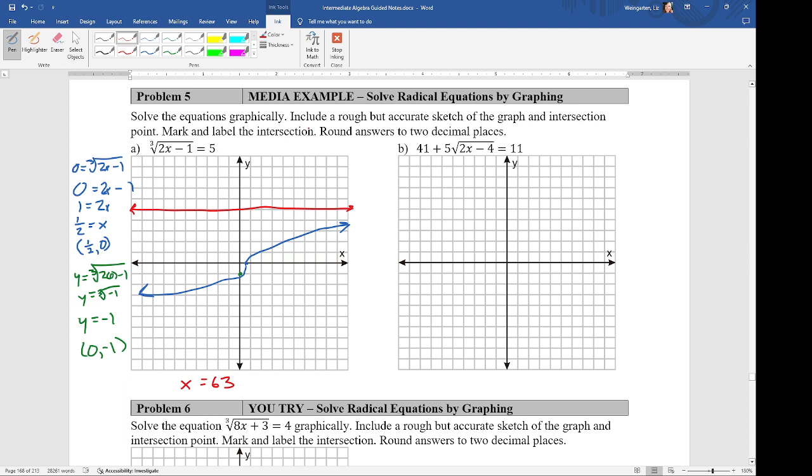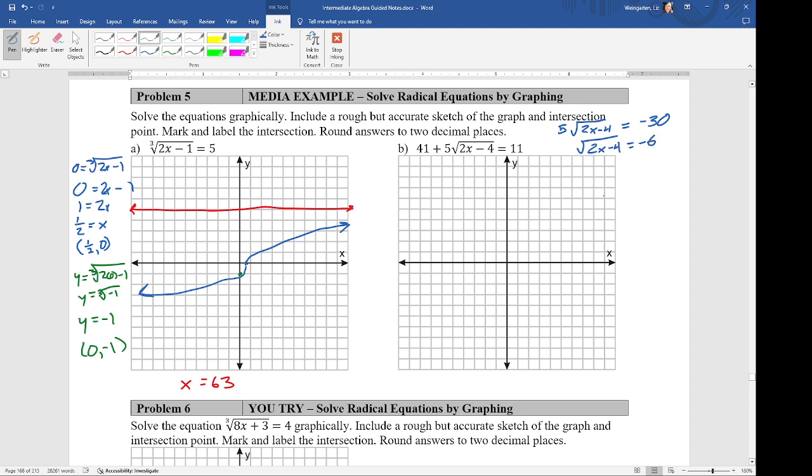Hopefully this next example will be a bit friendlier with our graph. So the first thing that you want to do is isolate your radical. So I'm going to subtract 41 from both sides. So I get 5 times the square root of 2x minus 4 equal to a -30. Divide both sides by 5 and I get the square root of 2x minus 4 equal to a -6.